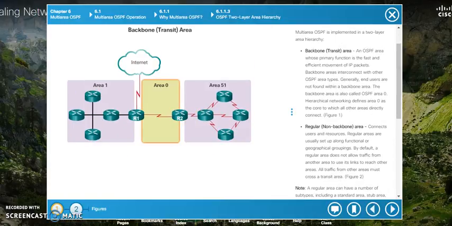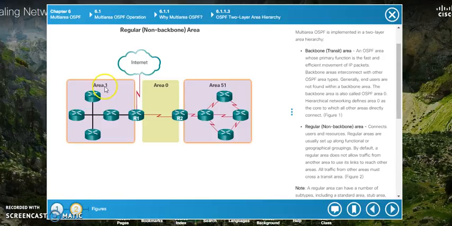Okay, here we have an explanation of what these areas are. So we have our area 0, which is known as our backbone. This is where the two routers interconnect. And we have our non-backbone, which contains our little networks that we connect our users to.